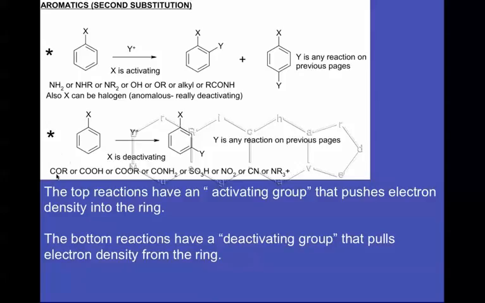These groups here, the C double bond O R, C double bond O OH, C double bond O OR, C double bond O NH2, SO3H, which is actually S with two double bond O's on it, NO2, C triple bond N, and NR3 plus are all considered to be deactivating groups. And those groups will tend to suck electrons out of the ring. Alright, so that's what I've got here. The top reactions have an activating group that pushes electron density into the ring. The bottom reactions have a deactivating group and they pull electron density out of the ring.